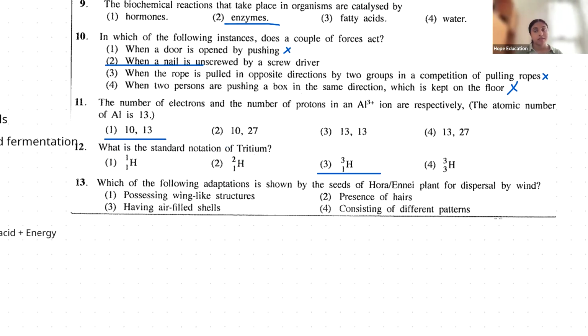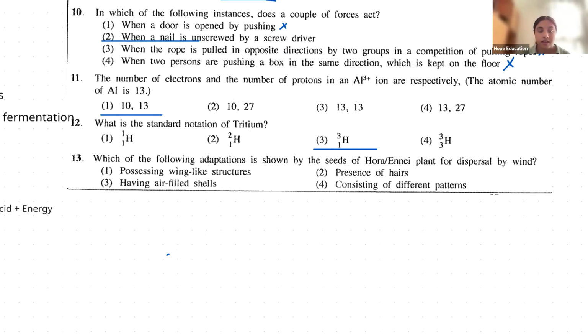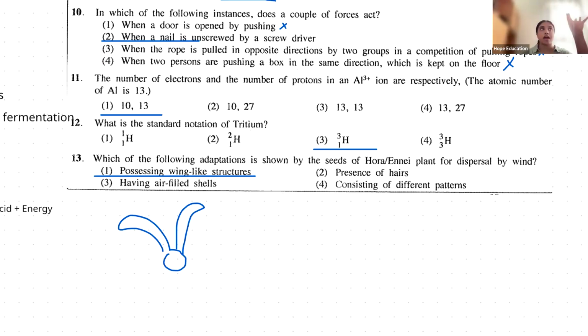Which of the following adaptations is shown by the seeds of horror plant for dispersal by wind? Okay, others? Horror plant එකේ තියෙන මෙහෙම නේද? නිකන් මෙහෙම seed එක වගේ තියෙනවා and then like wings වගේ තමයි තියෙන්නේ. So, therefore the first one is the answer. Wings වගේ තියෙනකොට it's very easy to be dispersed by wind because wind එකේ මෙහෙම කැරකි වගේ තමයි disperse වෙන්නේ.